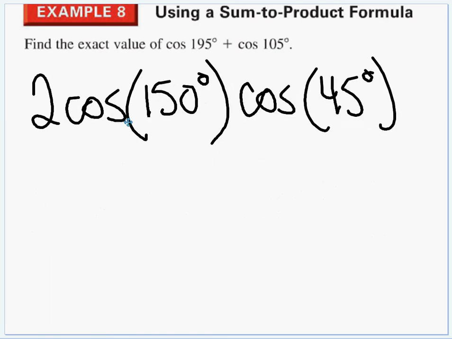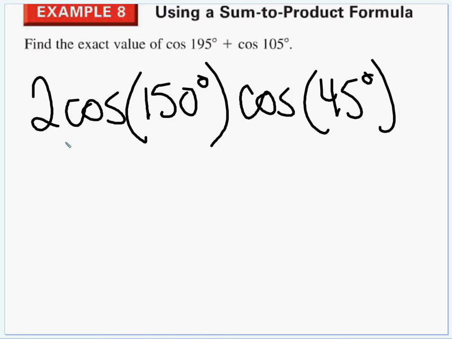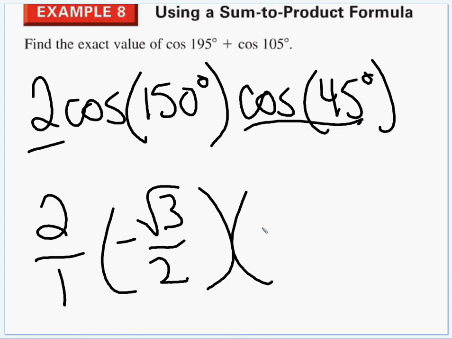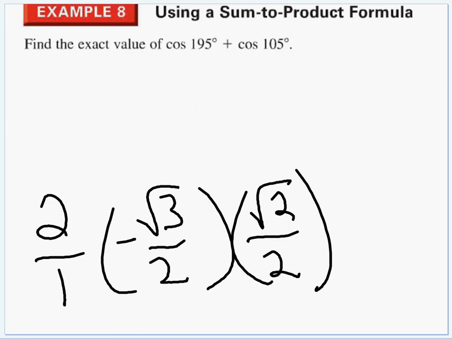So, unit circle time, we're going to be multiplying. Let me write that 2 as a 2 over 1. And then we find the cos at 150. That's a negative root 3 over 2. And then the cos at 45, that's a root 2 over 2. And then we can just multiply straight across. Let's get this out of the way first. Negative times positive times positive. Our final answer will be a negative.